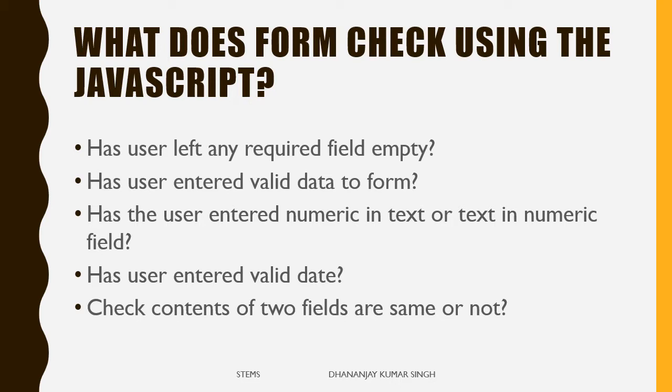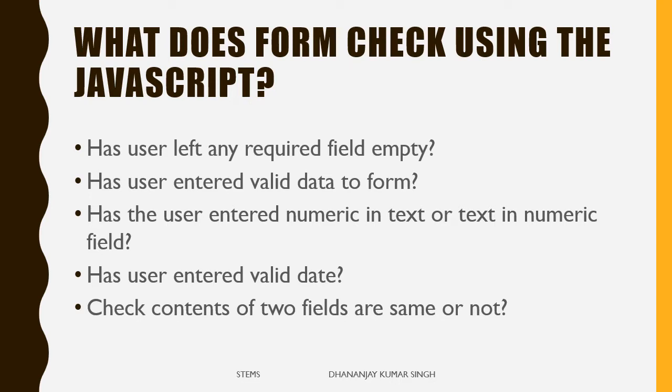Has the user entered a valid date? It also checks the dates. For example, suppose it is mentioned that this is only for those who are adults. But if you give your age as 13, then you are not supposed to enter because your age is less than 18. Check whether the contents of two fields are the same or not.